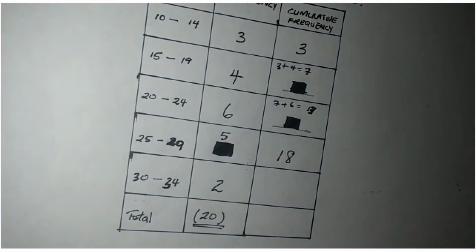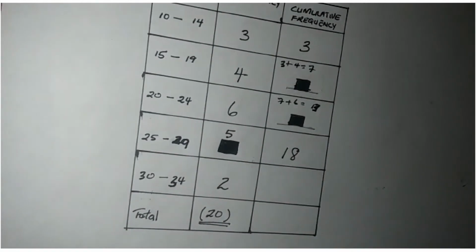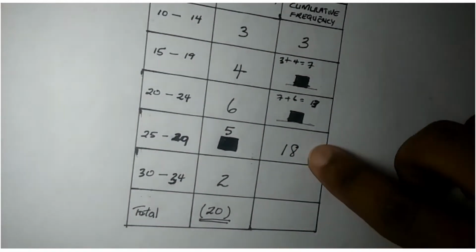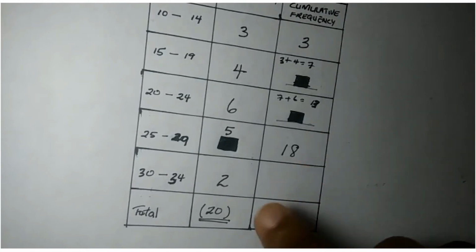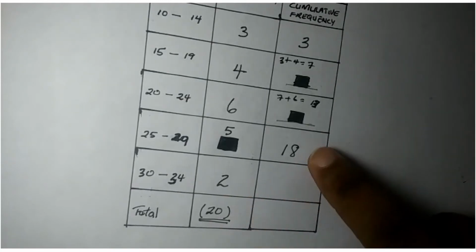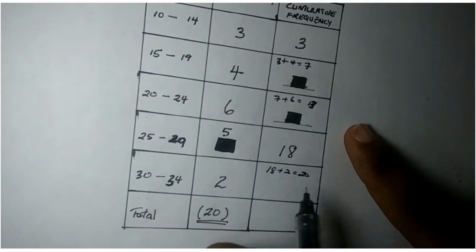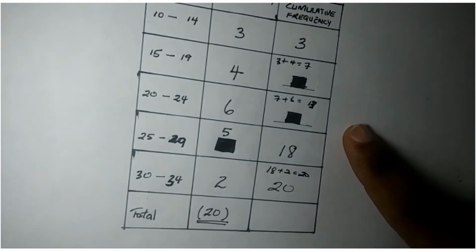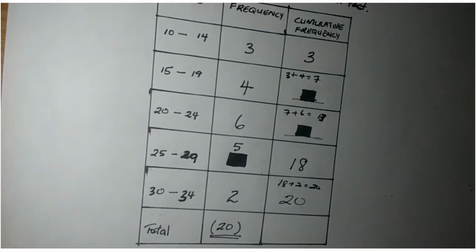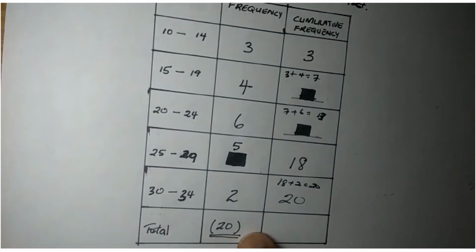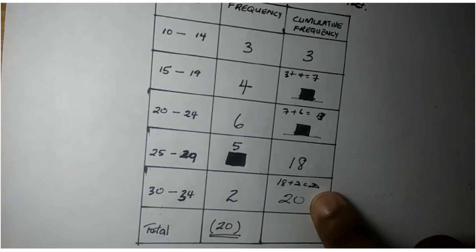Great. Now the last step is to put in my total cumulative frequency, which is the previous cumulative frequency plus the current frequency. 18 plus the 2 is going to give me 20. So the 20 must come right in here. And if you add it up and check it, the total frequency must be equal to your final cumulative frequency. It can't be bigger and it can't be smaller.